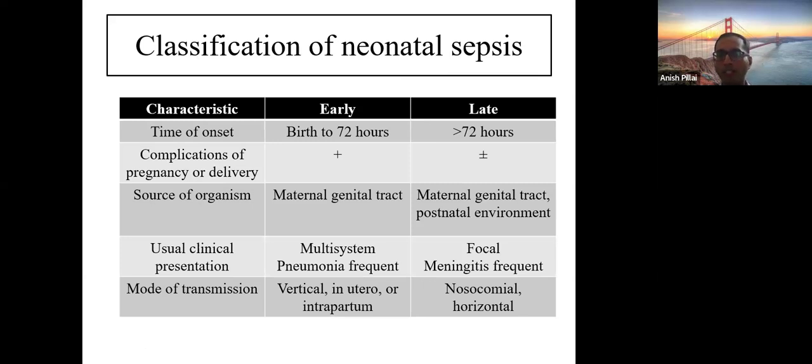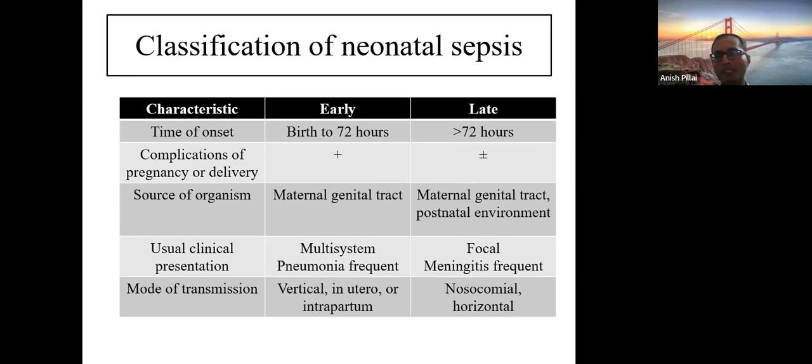For early onset sepsis, the transfer of bacteria to the baby has happened during the perinatal period, which means just before delivery, probably around delivery time, or maybe even just after delivery. The commonest source is the maternal genital tract if it is a vaginal delivery. The usual clinical presentation for early onset sepsis is respiratory distress. Congenital pneumonia, what we call, is very common. And the transmission, like I said, is vertical, either in utero or intrapartum, which is during delivery.